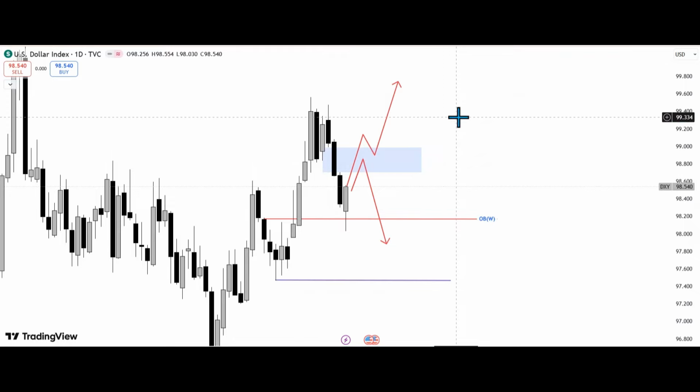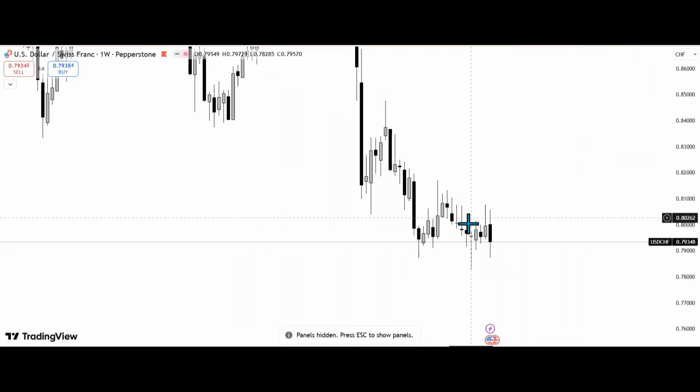Remember, DXY is the dollar index. The dollar index determines what major pairs will do. So if DXY is bullish, all pairs that are positively correlated with the DXY should also be bullish. Pairs that are negatively correlated with DXY should do the opposite of DXY. So let's look at USDCHF.